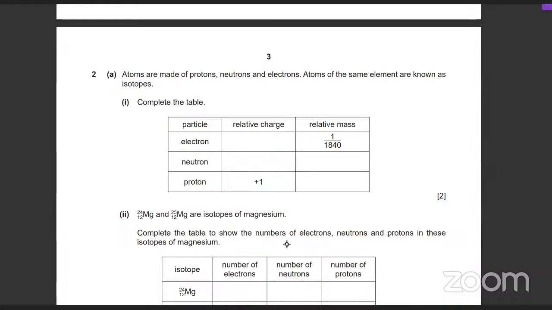So next one, you've got atoms are made of protons, neutrons, and electrons. Atoms of the same element with different numbers of neutrons are known as isotopes. What is the relative charge on an electron? -1. The neutron is 0. The relative mass is 1, not +1, just 1.